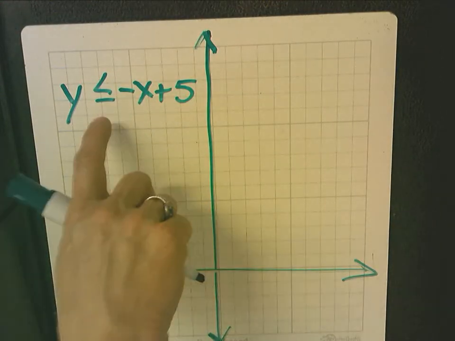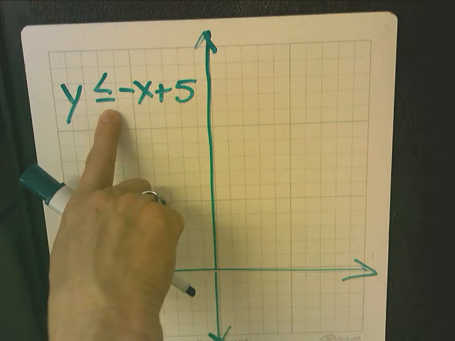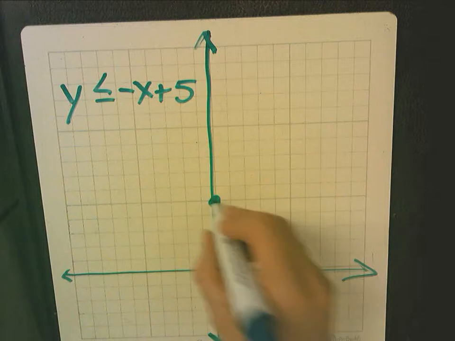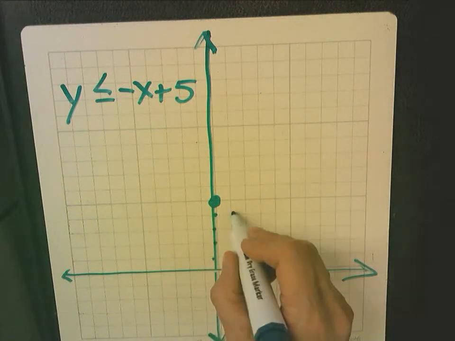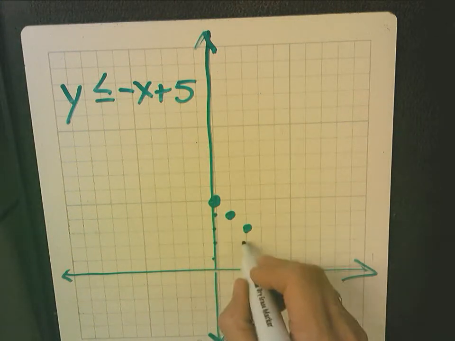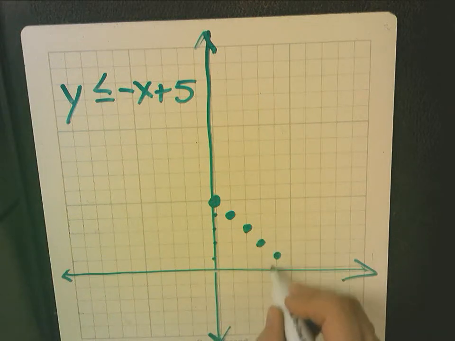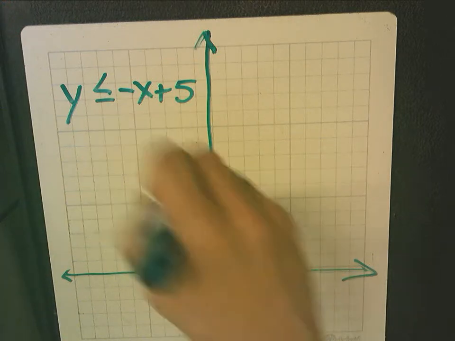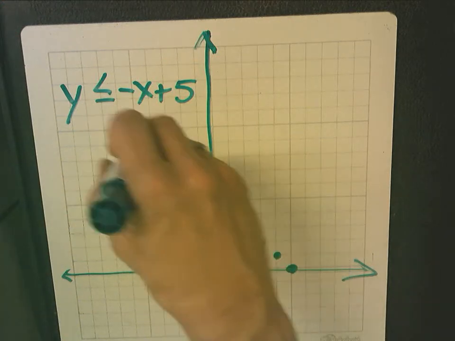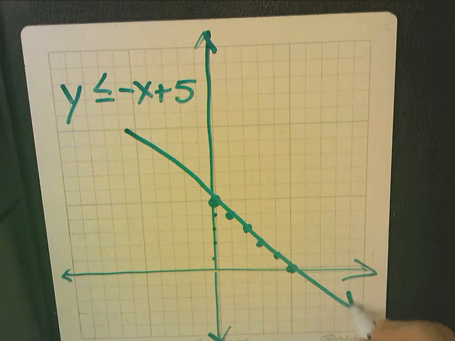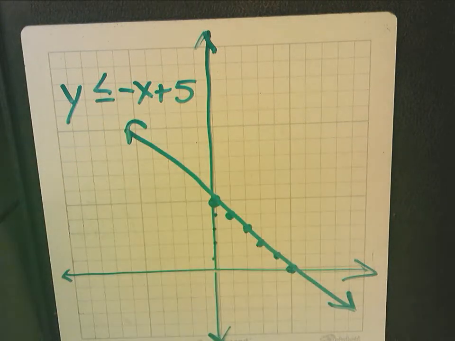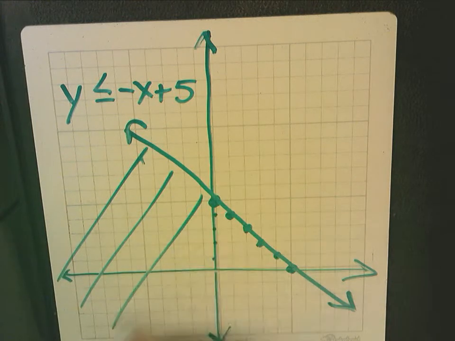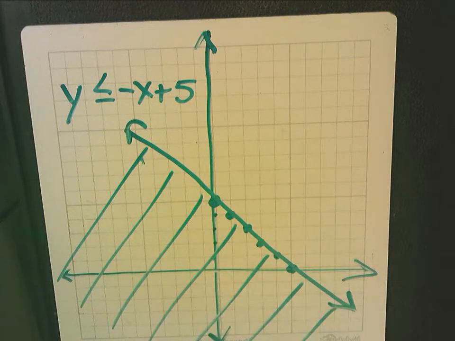Less than or equal to means I'm going to do a solid line. I go to 1, 2, 3, 4, 5. I'm going to go down 1 over 1, down 1 over 1, down 1 over 1, down 1 over 1, down 1 over 1. And this is going to be a solid line. Now, I'm going to graph where it's less than this. So I'm graphing this side.